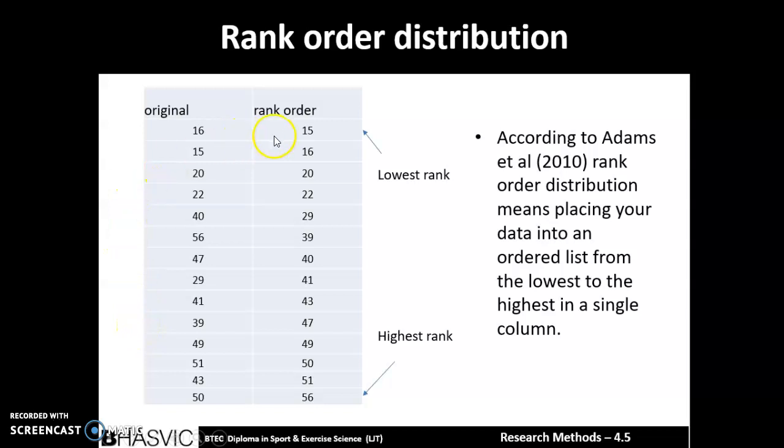And then we see on the other side, rank order, you can spot that they're all from the lowest rank here to the highest rank at the bottom. So I've got a little definition here. According to Adams et al. 2010, rank order distribution means placing your data into an ordered list from the lowest to the highest in a single column. This is a good way of organising your data because it's easy to interpret. You can quickly see which is the lowest rank, which is the highest rank.